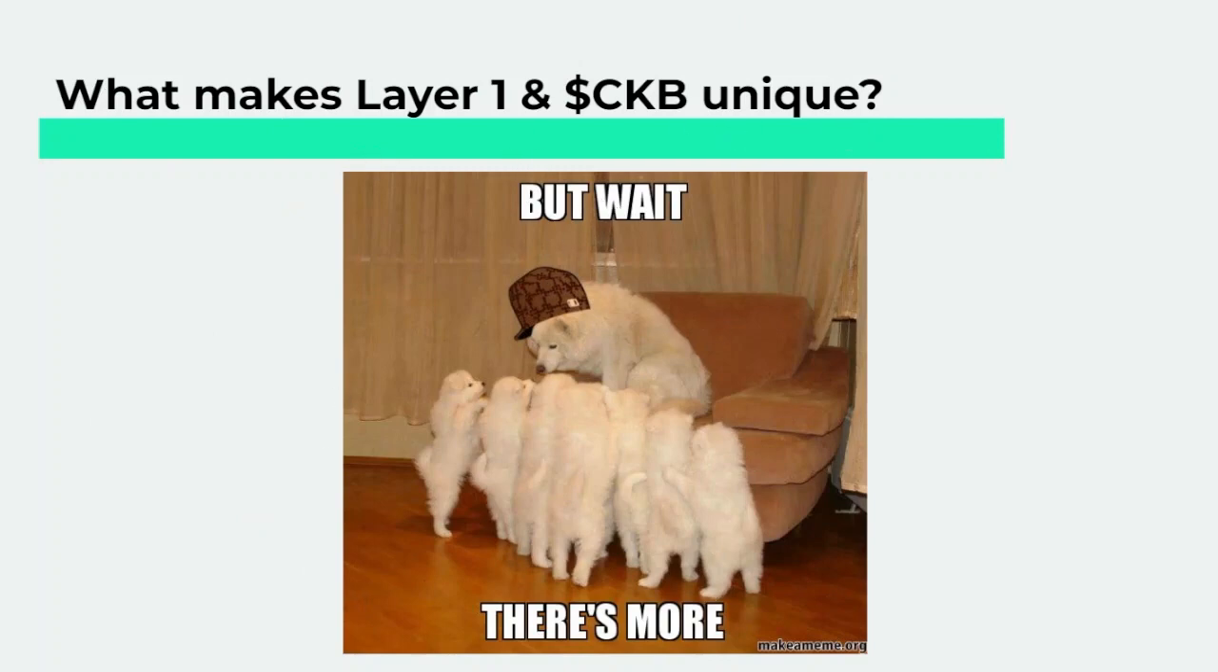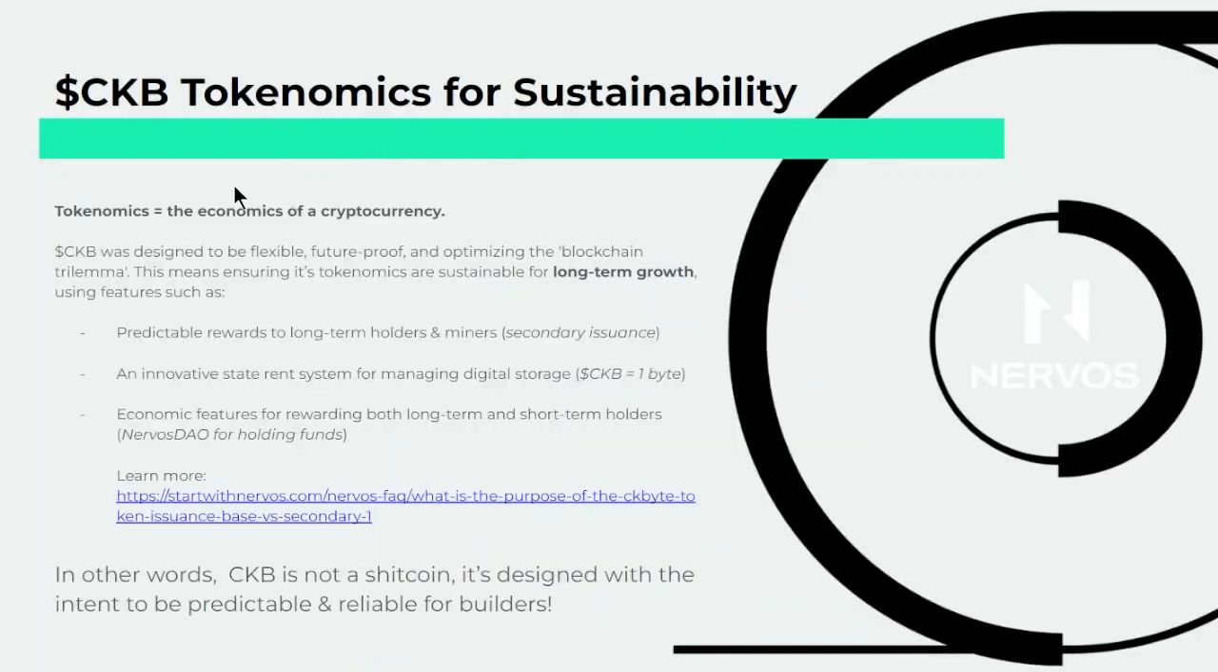But wait, there's more. This is pretty technical, so we're not going to dive too deep into it, but essentially CKB tokenomics were designed with sustainability in mind. Remember, earlier I said in the beginning that Nervos Network has set out to really provide long-term sustainability, something we don't often see in the blockchain industry. Tokenomics means the economics of a cryptocurrency. CKB was designed to be flexible, future-proof, and optimizing the blockchain trilemma, as you already know.